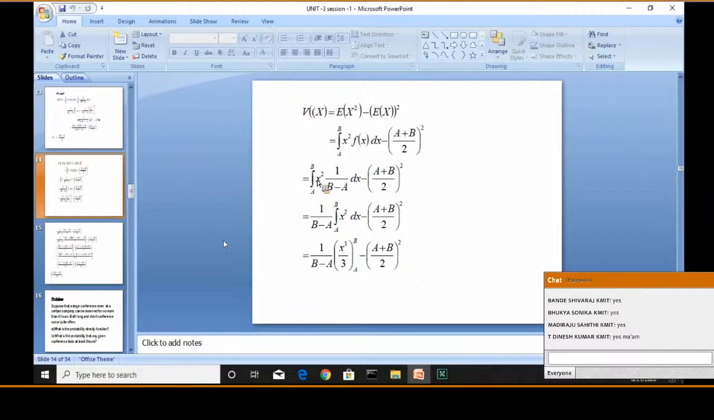In that, integral a to b of x square times 1 by b minus a dx, minus a plus b by 2, whole square. You should write, then only you can understand, otherwise it is not possible. I have taken the constant 1 by b minus a outside: 1 by b minus a, integral a to b of x square dx, minus a plus b by 2 whole square. Next, we are integrating x square. Integral of x square is x cube by 3, with lower limit a and upper limit b, minus a plus b by 2 power 2. I think you could understand it.